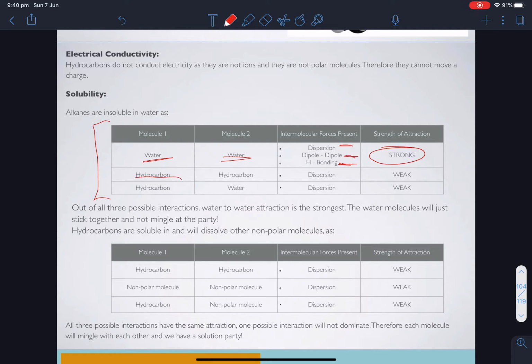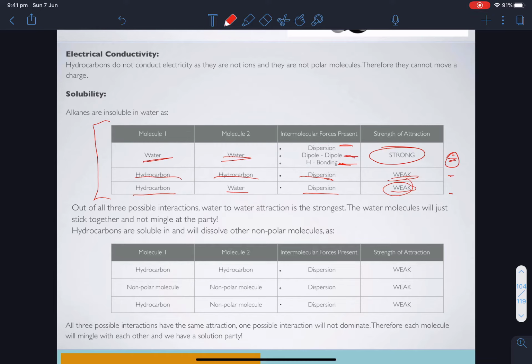Okay, when you've got hydrocarbon and a hydrocarbon, we've talked about this, it's just dispersion forces between them. So it's very weak, this interaction. And between hydrocarbon and water, you've only got dispersion forces too, which are very weak. So when you've got water and hydrocarbons all mixed up together, what ends up happening is we've got three possible interactions, and one of them's stronger, much stronger than the others. So what ends up happening is all the water molecules just stick together. They don't really associate much with the hydrocarbons because it's only very weakly attracted to them, but it's strongly attracted to other water.